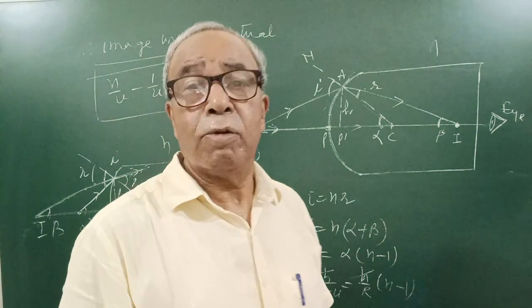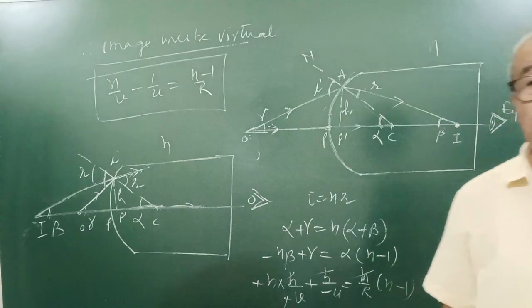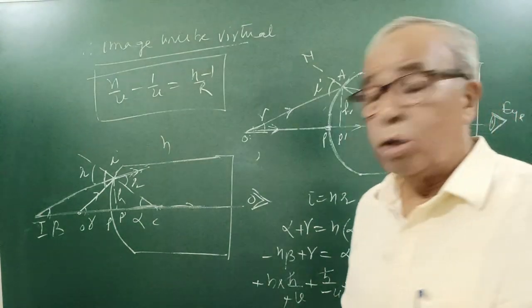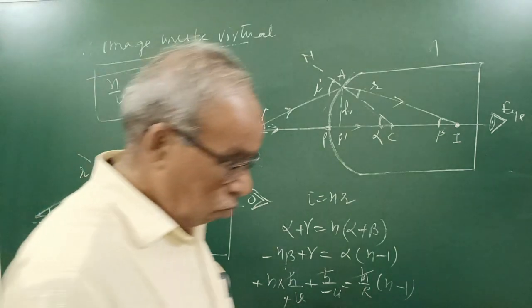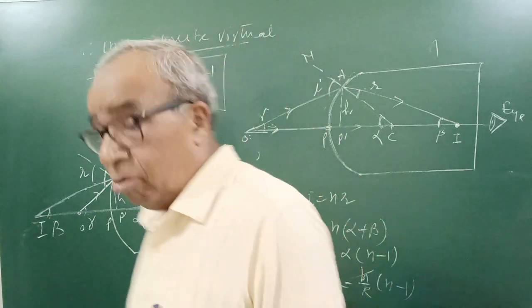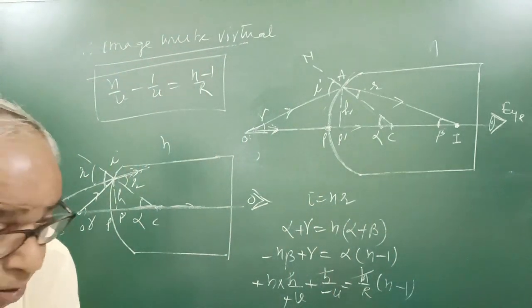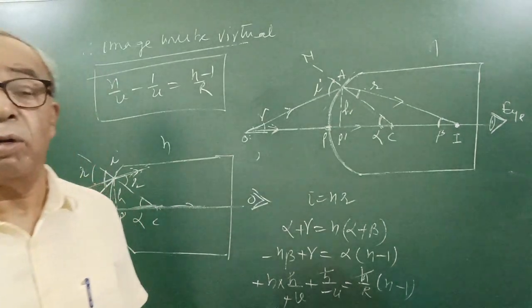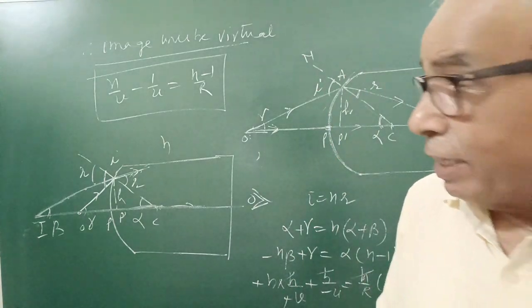When we use these equations, known values will be put with proper sign and the unknown sign will come by itself. For a real image, v is positive. For a virtual image, v will come out negative if you calculate it. I will be telling you many questions here. This is an important topic, most important for every exam, not only board exams, for every competitive exam.